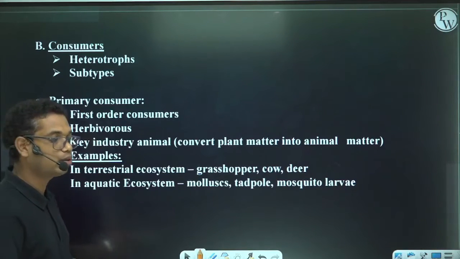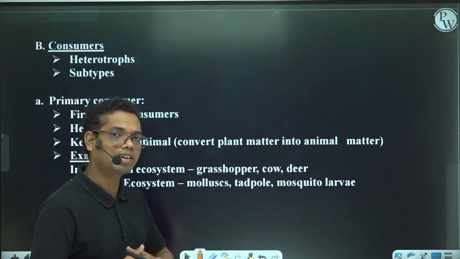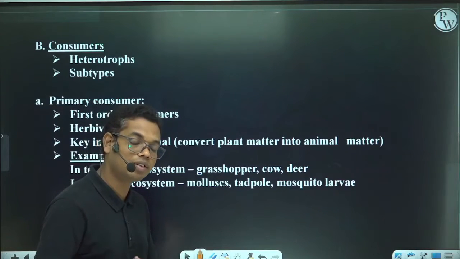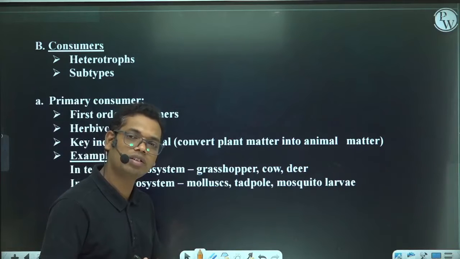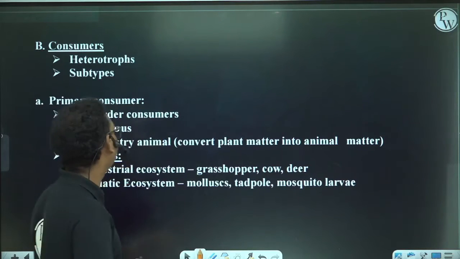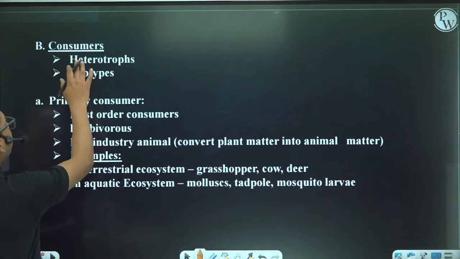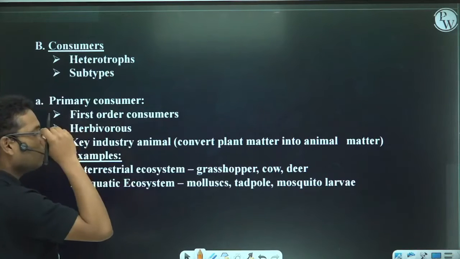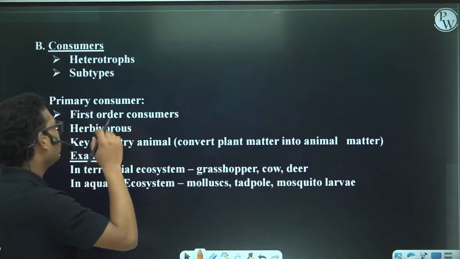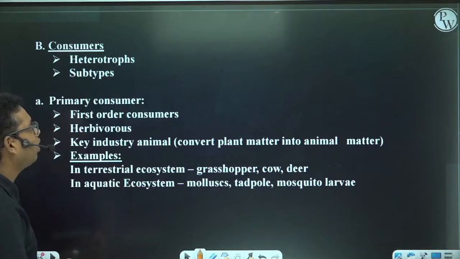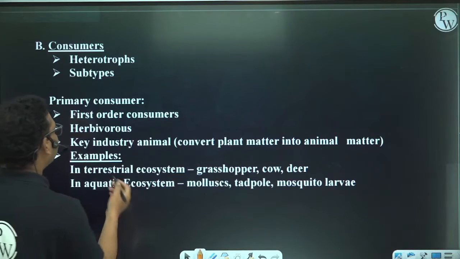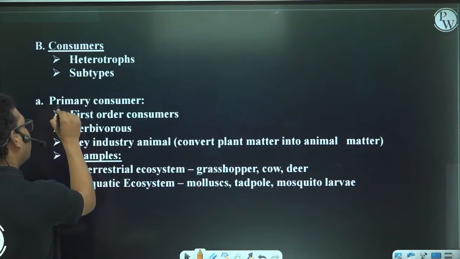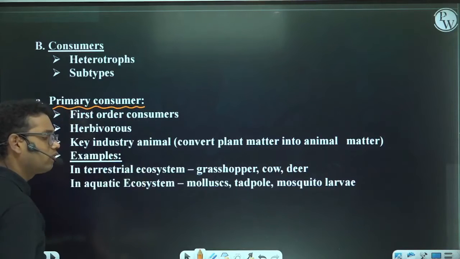That means they cannot use inorganic carbon, and that is why they depend on the food that producers produce, either directly or indirectly. Because they are not able to use inorganic carbon, they are called heterotrophs. And these consumers are further classified into various groups like primary consumer, secondary consumer, tertiary consumer, top carnivore, etc.